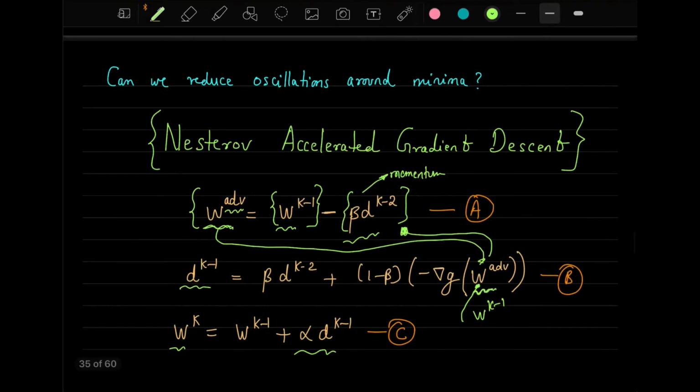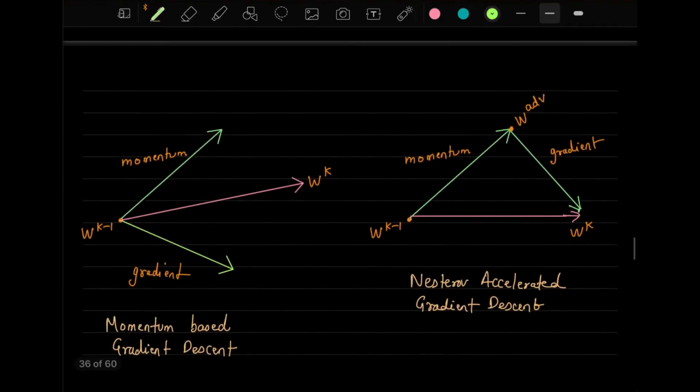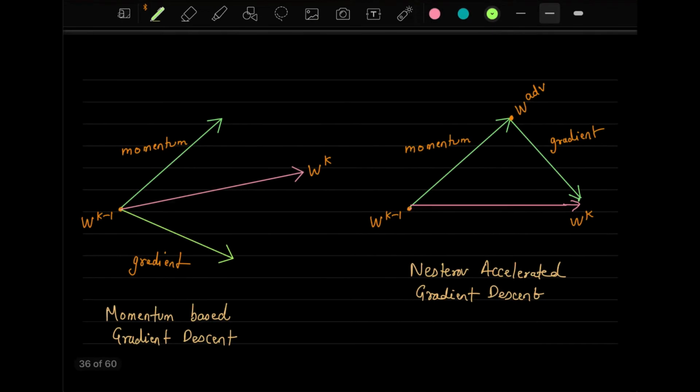And if you want to see the vector representation, it will be something like this. Here on the left side I have already explained the momentum based gradient descent. On the right side I am explaining the Nesterov accelerated gradient descent. You can see now that Wk minus 1 is the vector, and then you have a momentum vector. So you are moving from Wk minus 1 to W advanced at this point. This is the advanced point, which takes into consideration the Wk minus 1 and the momentum vector that you have.